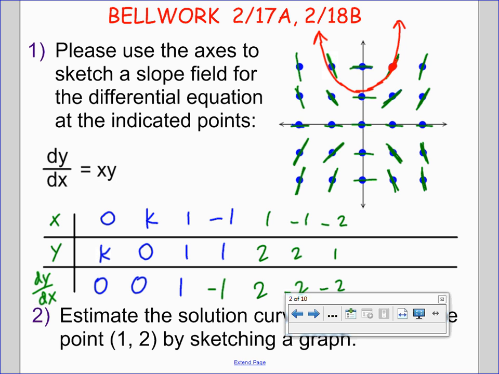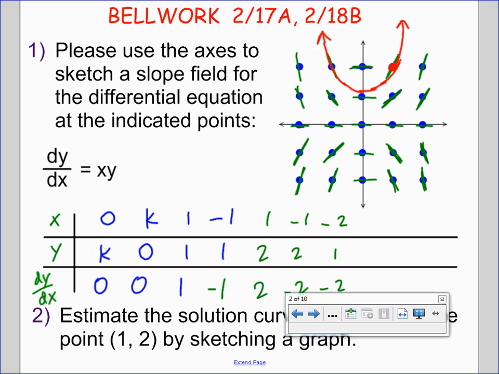Now, that's just an estimate, right? That's just an estimate. Let's see, did I get the whole thing? There. So that's just an estimate of the solution curve. I'm not sure right now where that y-intercept is on my solution curve, but I bet we have a way to figure that out, right?